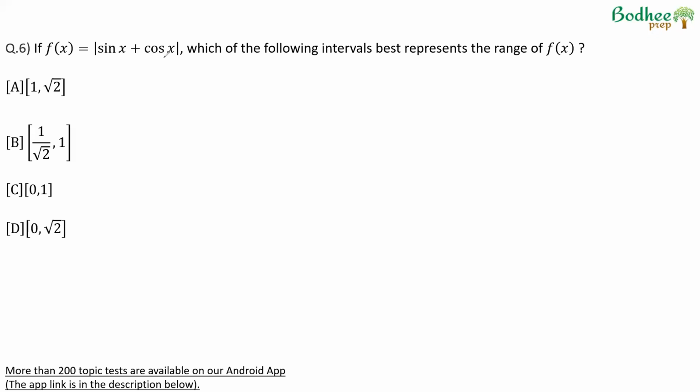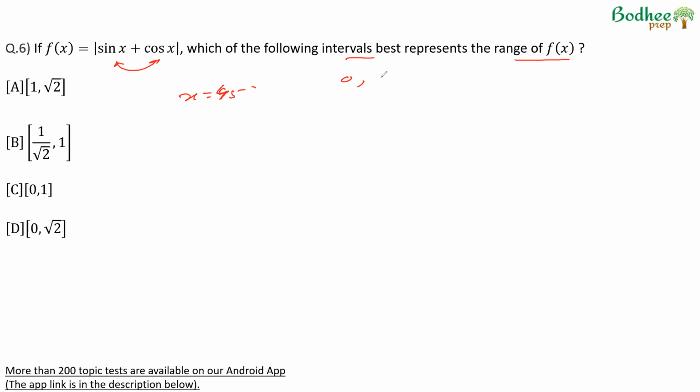f(x) is given as mod of sin x plus cos x. Which of the following intervals best represents the range of f(x)? Since the options are given, I'll just try to justify the options. Now, they will be maximum when sin x and cos x take the same value. So, when x is 45 degrees. I am not very comfortable with trigonometry per se, so I'll just work with the values that I know.